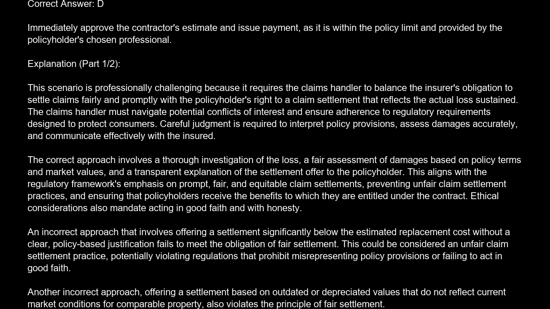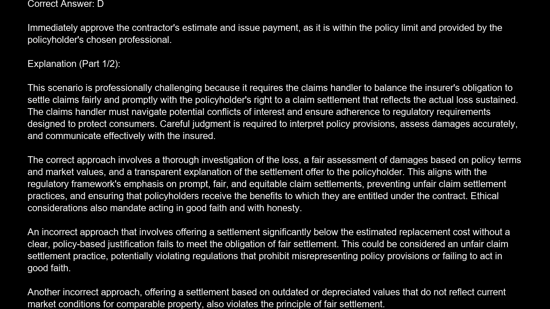The correct approach involves a thorough investigation of the loss, a fair assessment of damages based on policy terms and market values, and a transparent explanation of the settlement offered to the policyholder. This aligns with the regulatory framework's emphasis on prompt, fair, and equitable claim settlements, preventing unfair claim settlement practices, and ensuring that policyholders receive the benefits to which they are entitled under the contract. Ethical considerations also mandate acting in good faith and with honesty.